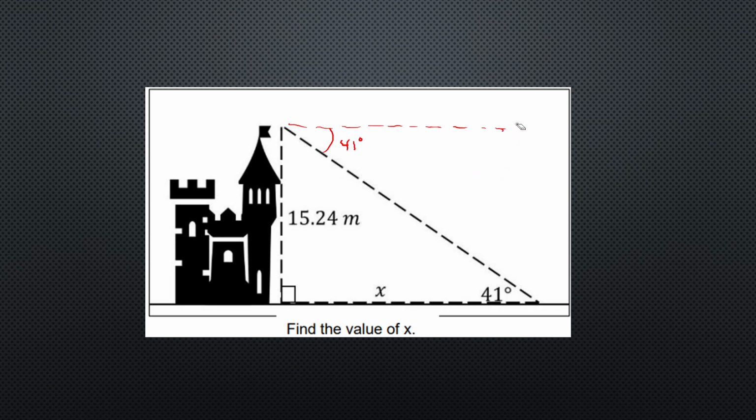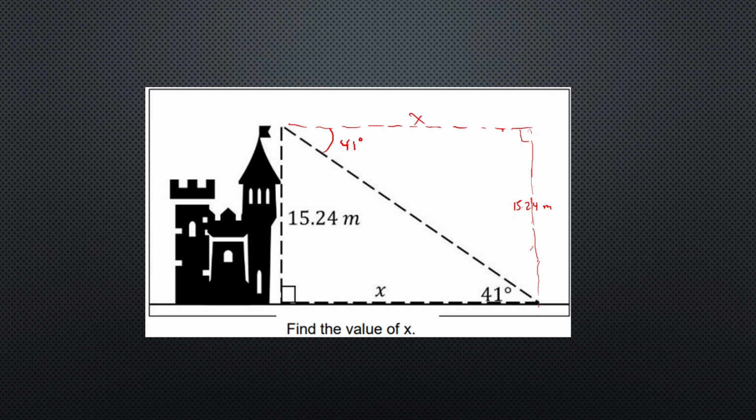You can also solve it in this manner. This is also a right triangle. This part here is 15.24, and you only need to solve for x. That is still the same perspective, following the concept of angles made by horizontal lines.